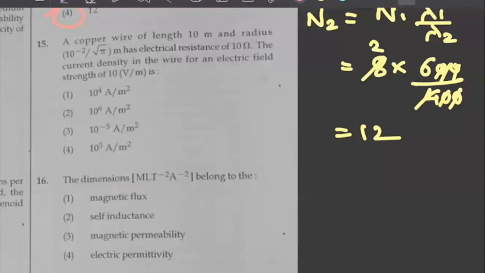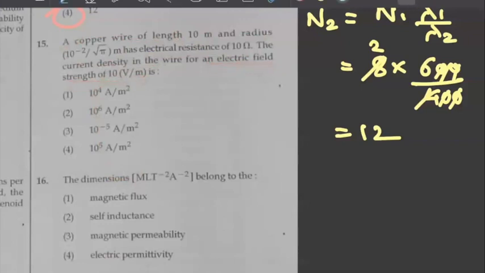Now the next one here seems to be slightly twisted. A copper wire has a length, they've given us the length, and a radius, so this seems to be the radius of the cross section, and a resistance of 10 ohms. They are asking for current density, and as you can see in the units, it's ampere per meter square. That means they are asking J, which is I by A, current upon area. And an electric field strength of 10 volts per meter, so that is our E.